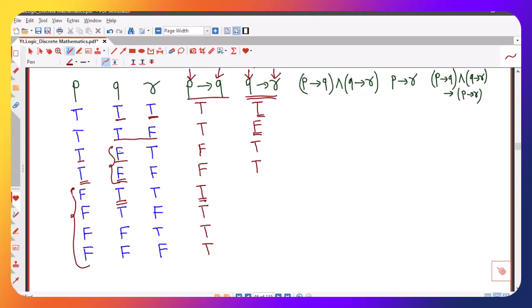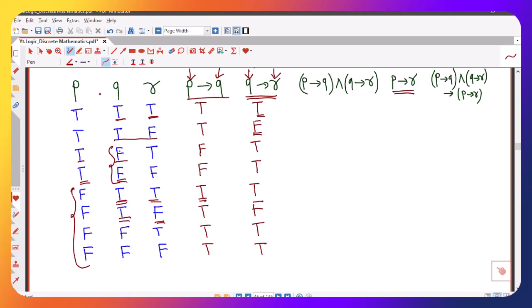Then q is true and r is false, therefore this is false, that is also correct. Here we have q false, so we can directly write T here. After that q is true and r is true, therefore we have true here. Here q is true, r is false, therefore this is false, and because q is false here, we can write T here. And same thing we write for p to r.